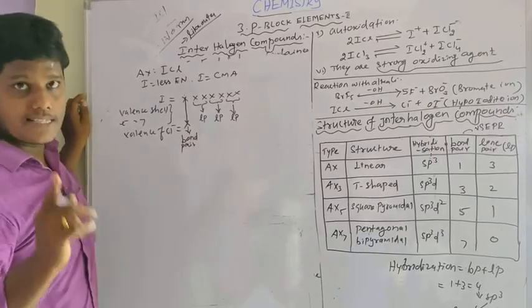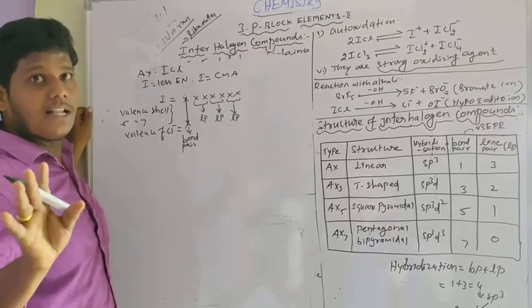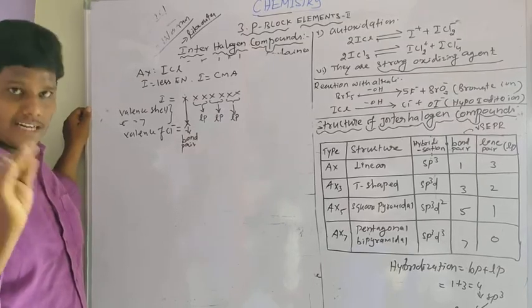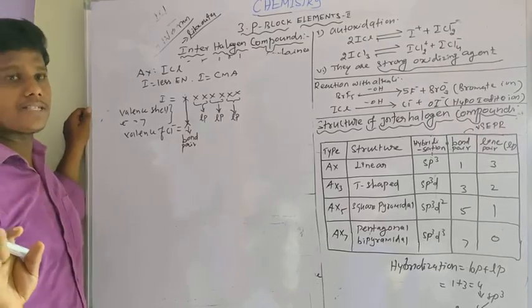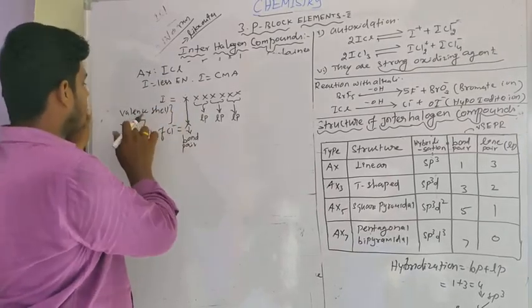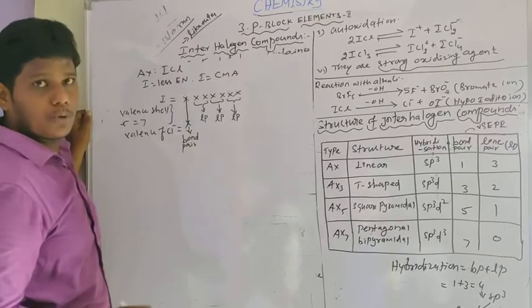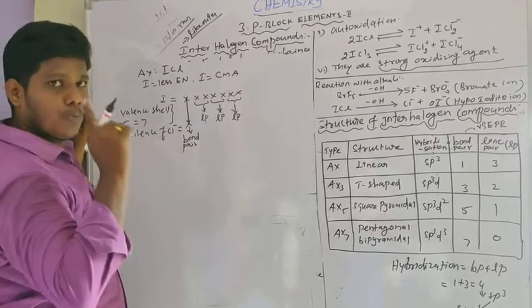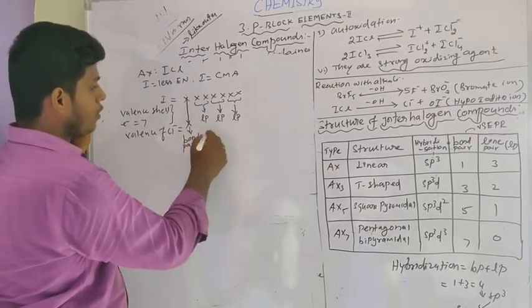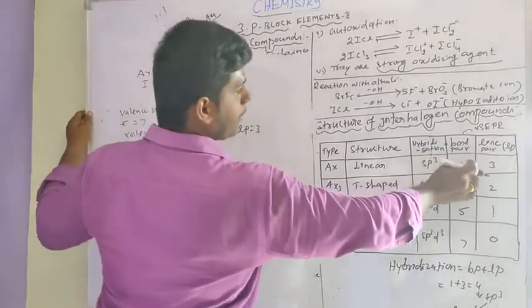So first we find the central metal atom and take its valence electrons; for the bonded atom, take its valency. That's all, very simple, for all types. The central metal atom is iodine, with valence electrons 7. The bonded atom is chlorine, valency 1. So one chlorine is present, with one electron to form the bond, which is the bond pair. So bond pair equals 1, lone pair equals 3.